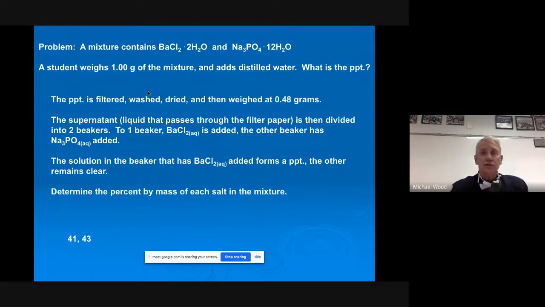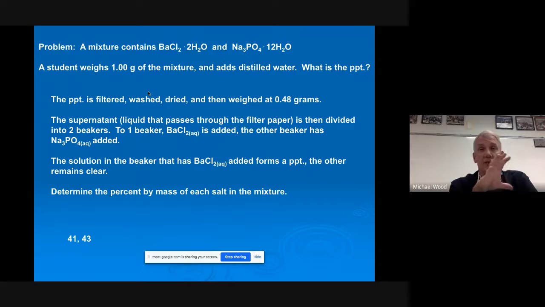Like I talked about in class, we had a mixture made up of barium chloride dihydrate and sodium phosphate dodecahydrate. And a student, just like you are, so this is just like the lab, weighs 1 gram of the mixture and adds distilled water. That's exactly what you're going to do. What is the precipitate? And this is what you're going to do in class on Wednesday and Thursday.